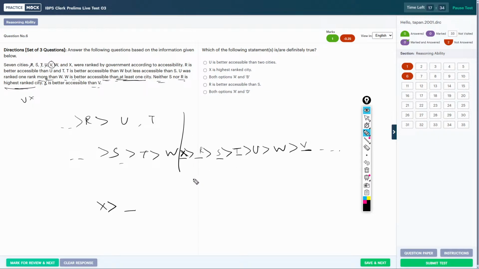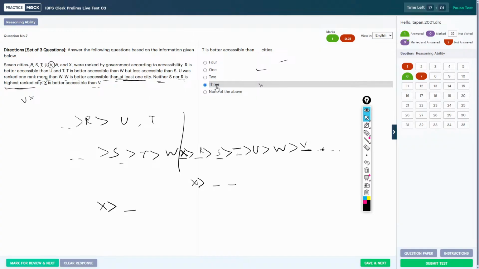Okay, there is no proper clue, right? So X dash dash. But this thing can also not be said because, no, it has to be better than two cities, right? So I'll go with 1 and B. T is better accessible than 3. No city is ranked third, 1, 2. So S, A, or C. Yes.